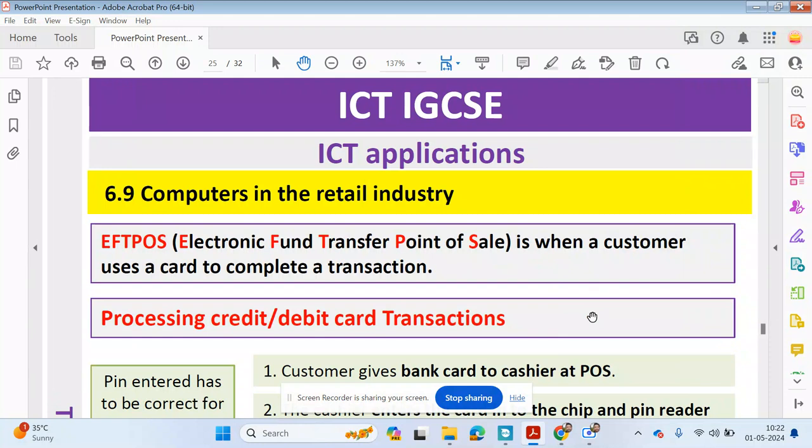So in this video, we will continue with ICT applications, chapter 6 from the ICT IGCSE course. So please check out the previous videos. We've already covered 3 parts of this chapter. This is now the 4th video. So we're now going to be looking at computers in the retail industry.